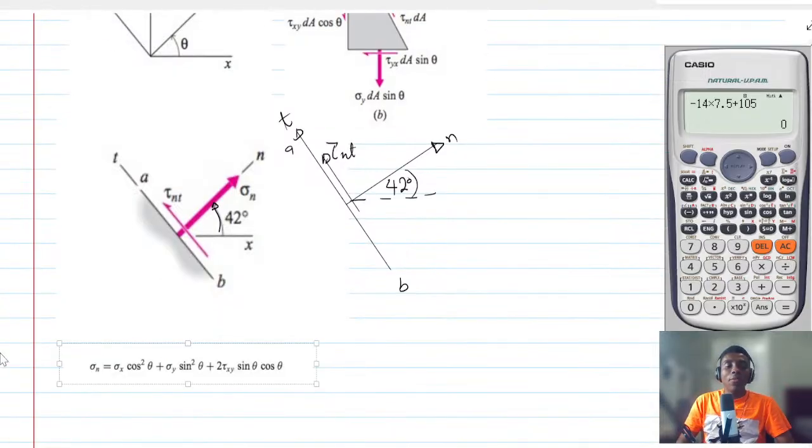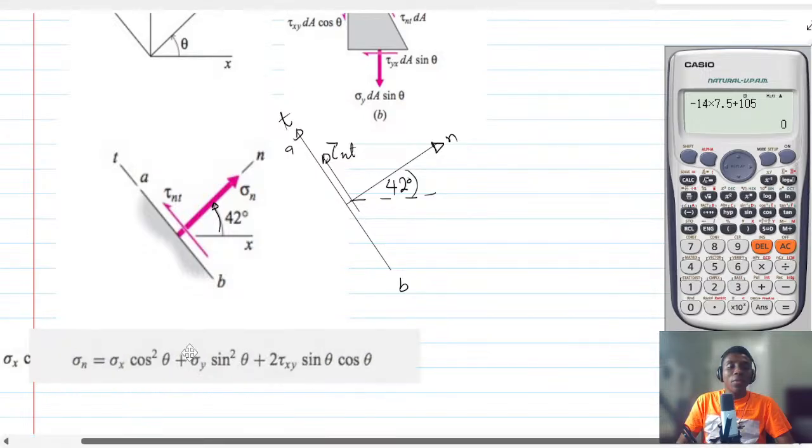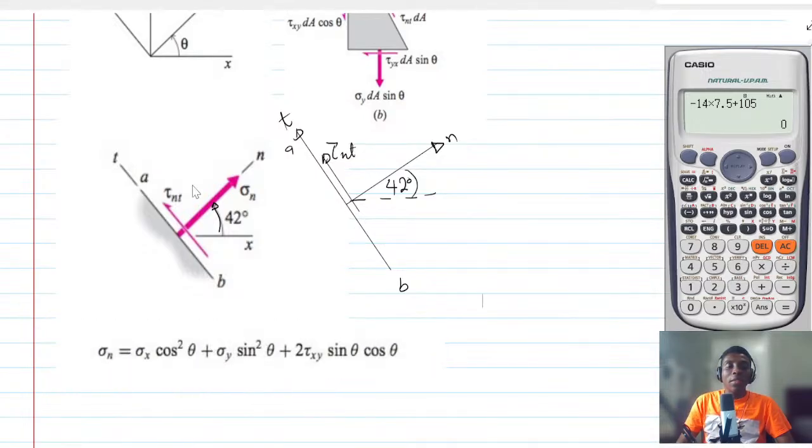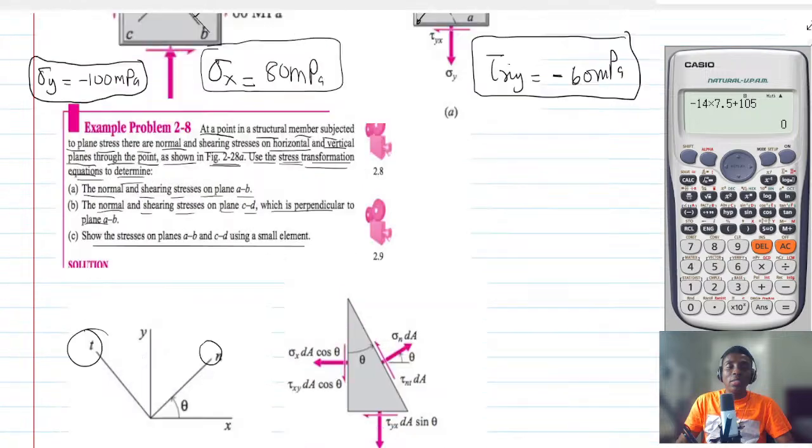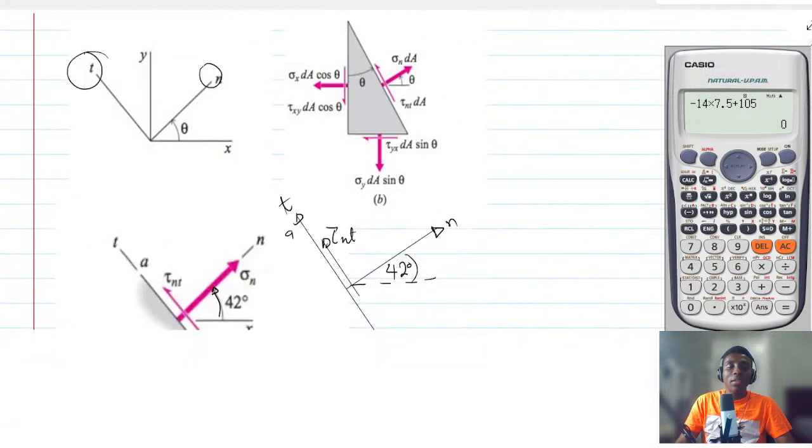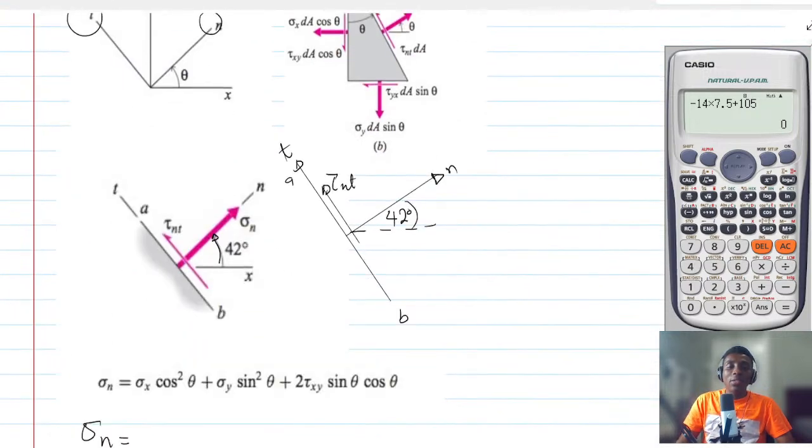So this is the formula. If you want to calculate for this normal, there's a formula, and it's given by that. So sigma x, we got 80.